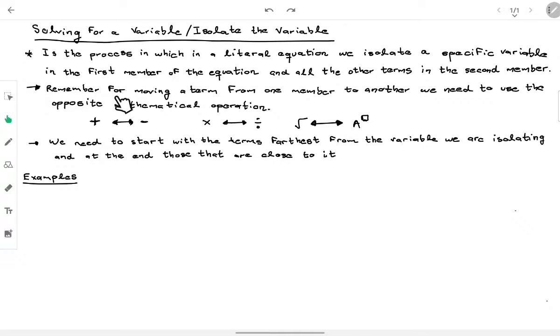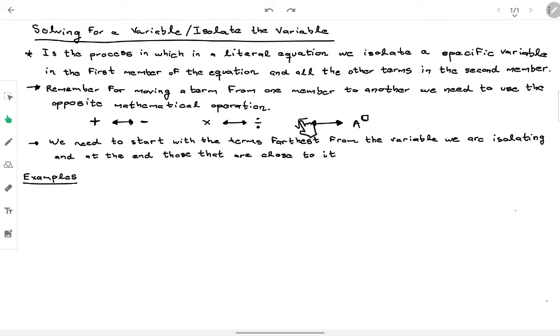We need to remember for this specific topic that for moving a term from one member to another, we need to use the opposite mathematical operation. So if something is in an addition, we will send it as a subtraction. If something is in a subtraction, we will send it as an addition. If something is multiplying, to the other side it will go dividing, or if something is dividing, it will go multiplying. If we have a specific root, it will move to the other part of the equation as a power.